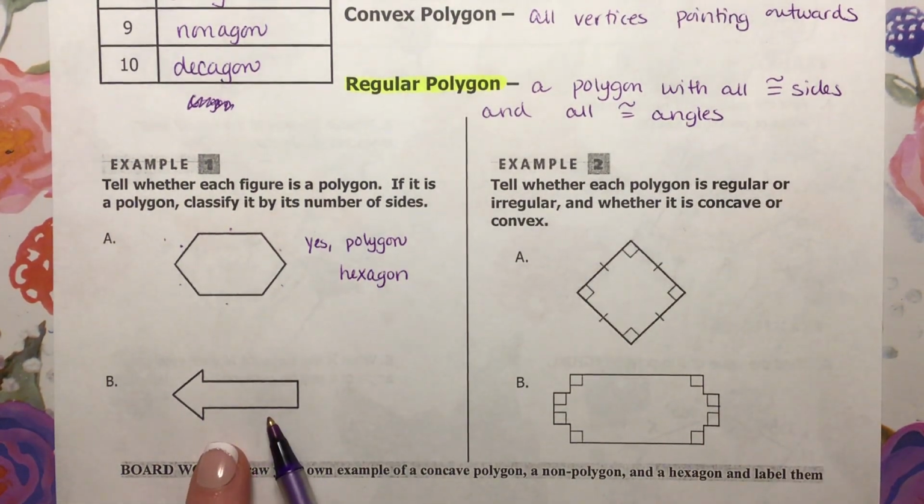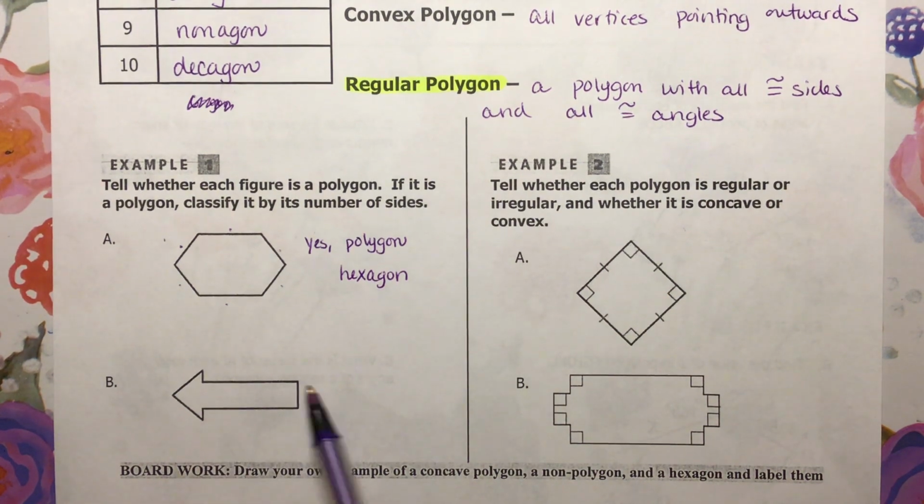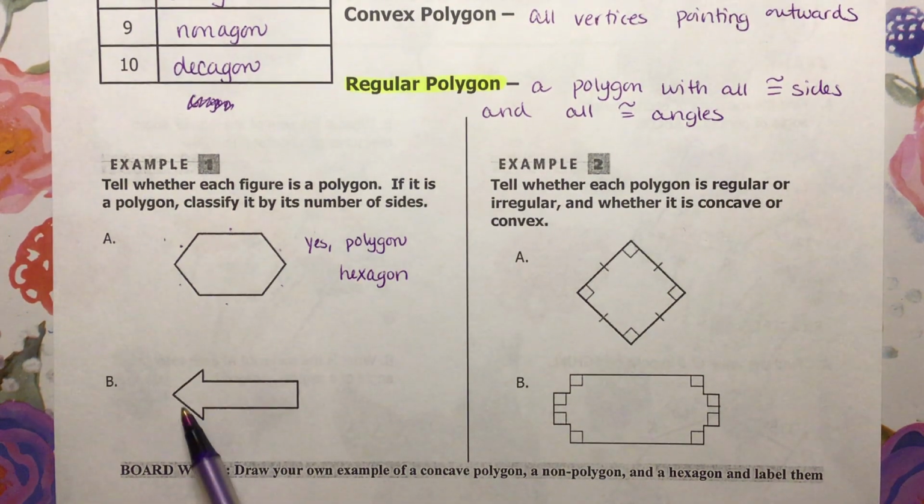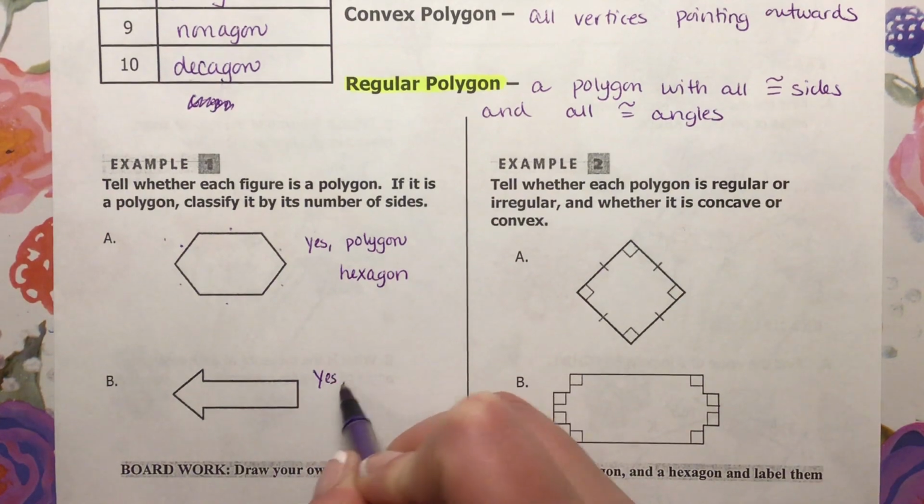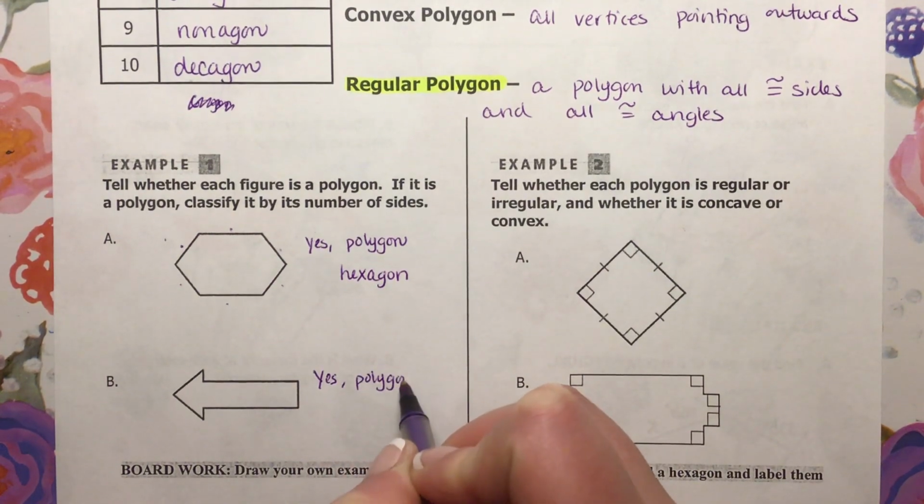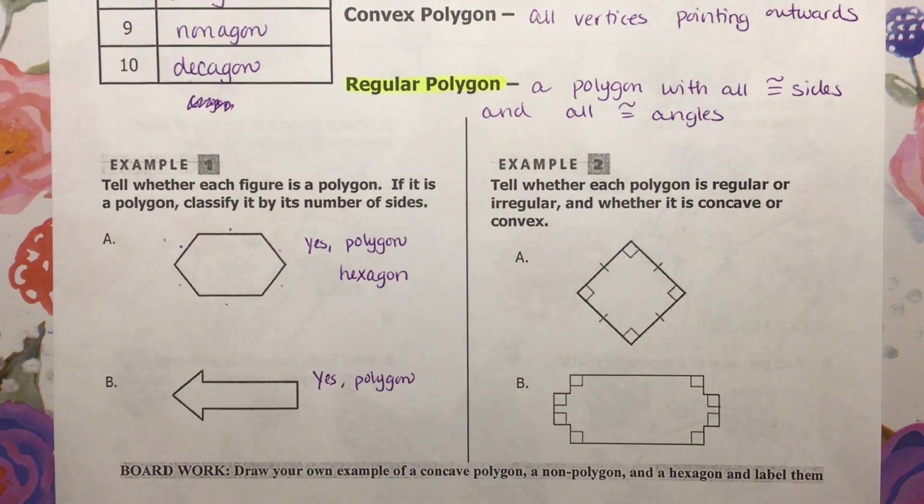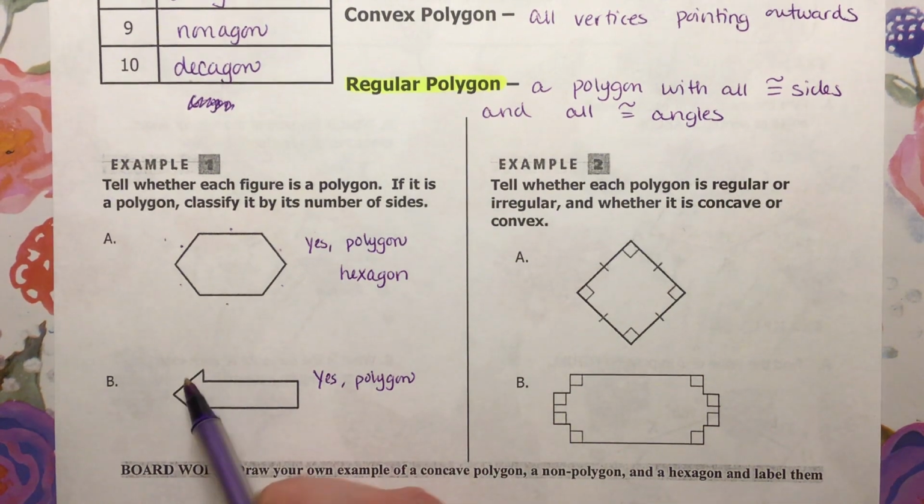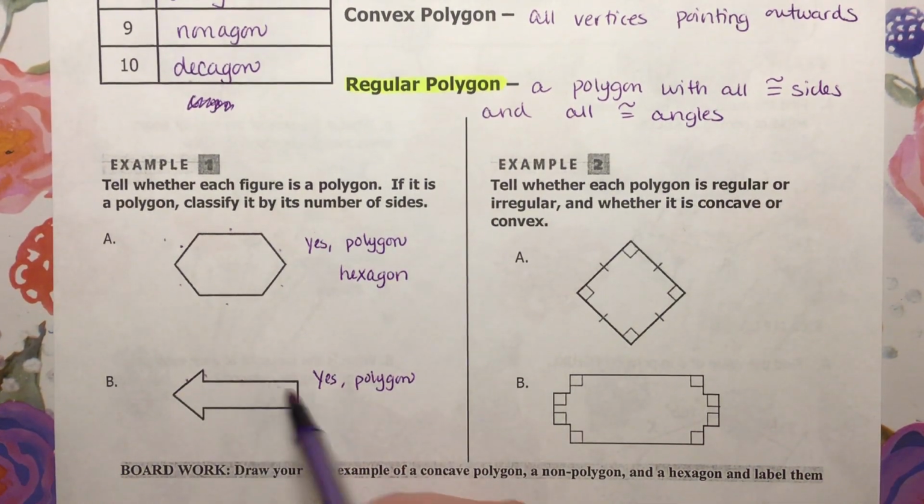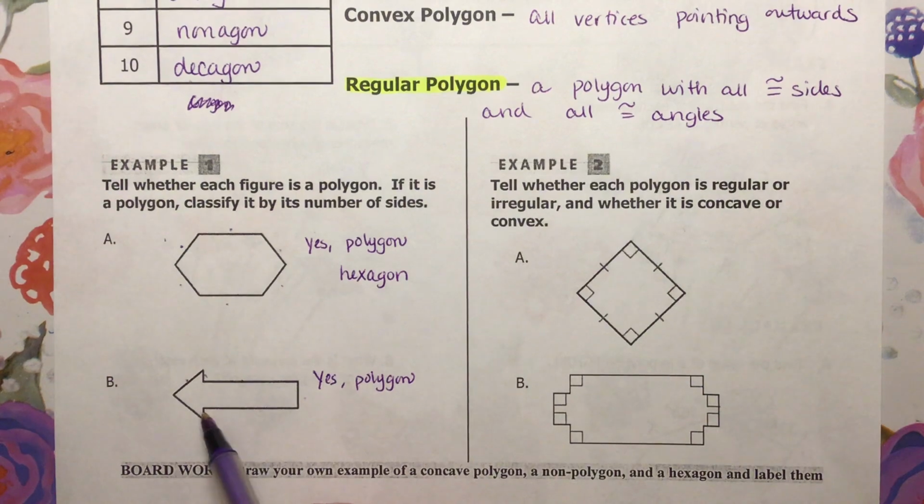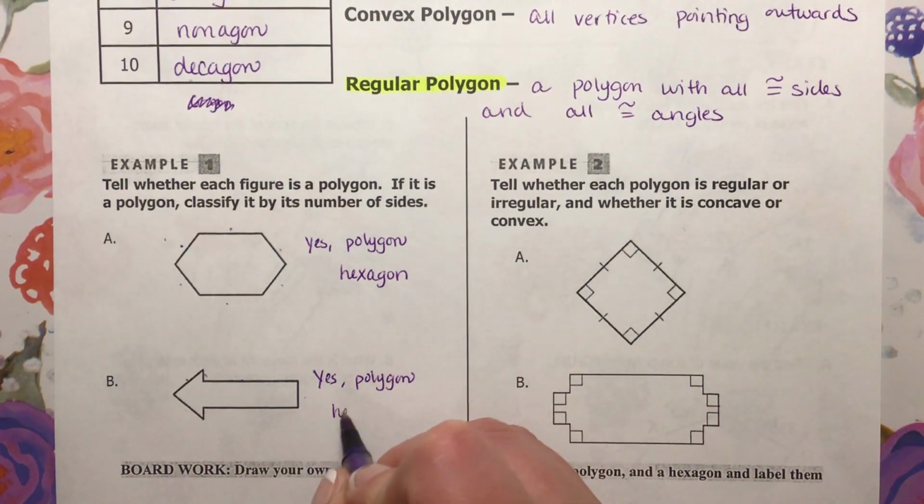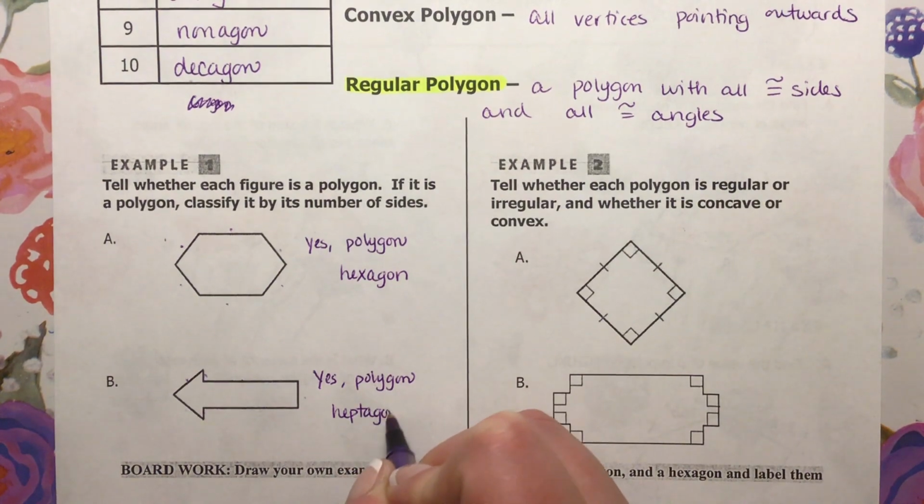Now in this next one, once again, we're looking for straight sides and is it enclosed? Yes, everything is straight on it and it is enclosed, so yes, it is a polygon. Now I need to count how many sides it has, so I'll start here: 1, 2, 3, 4, 5, 6, 7. So this has 7 sides, which means it's going to be a heptagon.